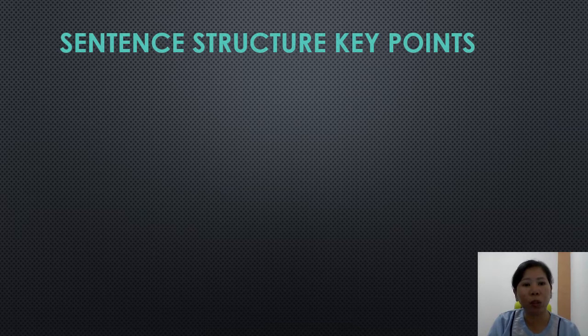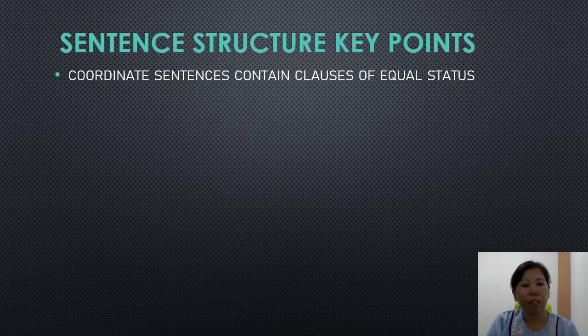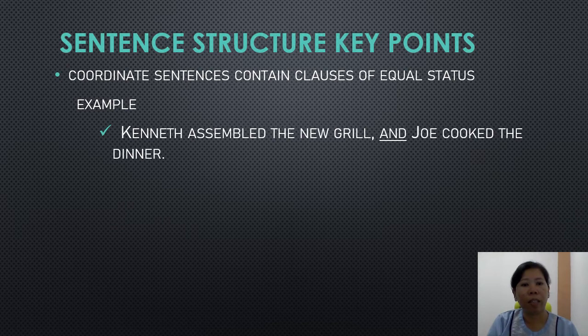Now, let's move on to some sentence structure key points. The first one says coordinate sentences contain clauses of equal status. And that's in the example, Kenneth assembled the new grill and Joe cooked the dinner. This sentence contains equal status because Kenneth assembled the new grill is an independent sentence combined with the other sentence, Joe cooked the dinner.